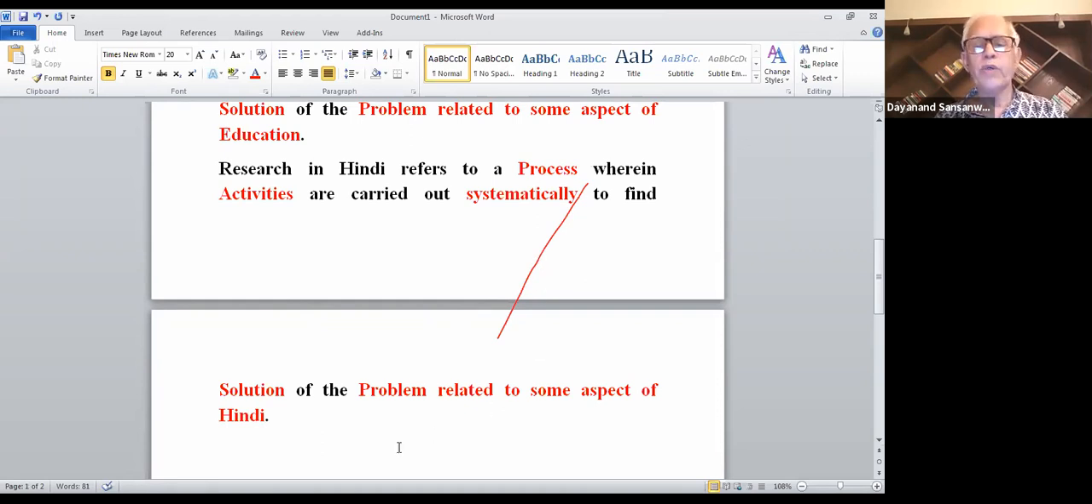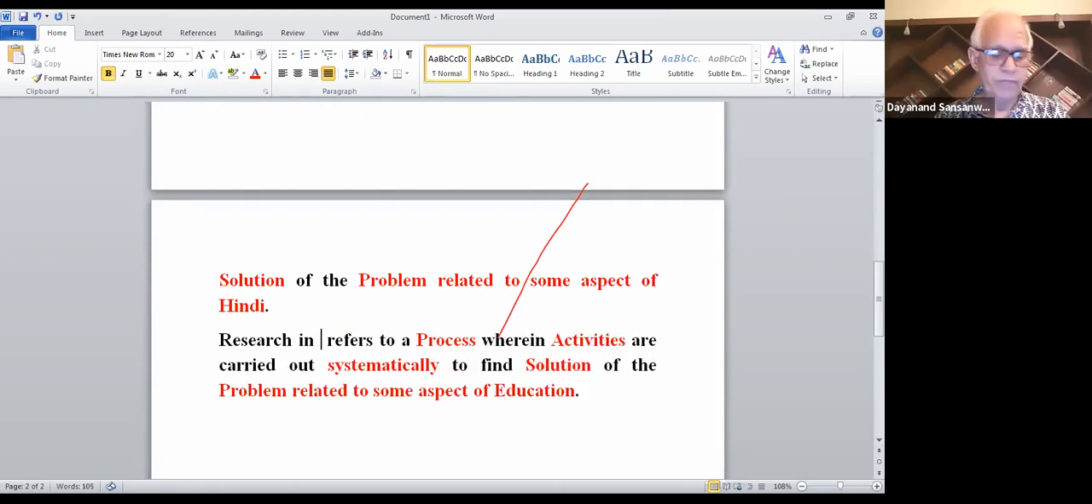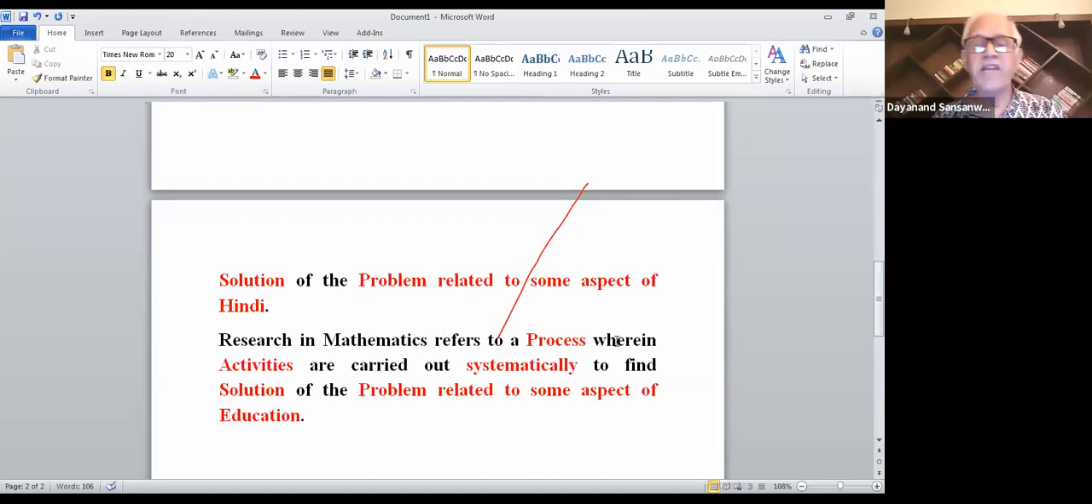Okay, so this is how you can still modify this definition so as to fit in science. If I say research in mathematics, it refers to a process wherein activities are carried out systematically to find solution of problem related to some aspect of mathematics.